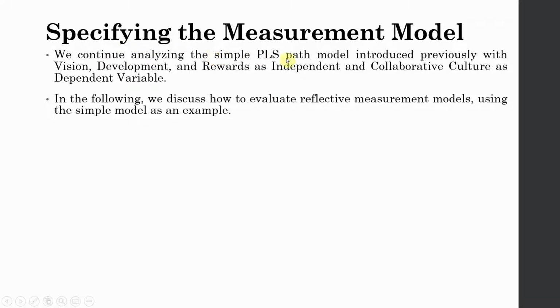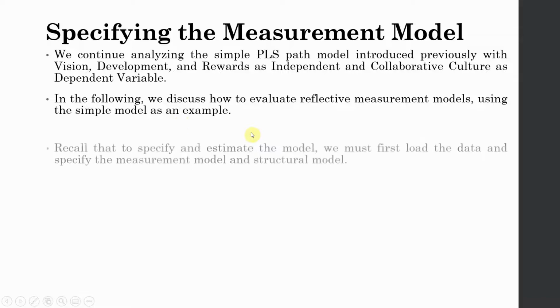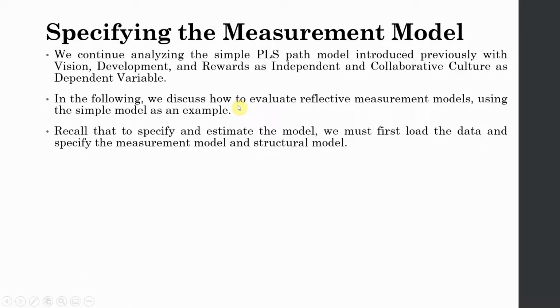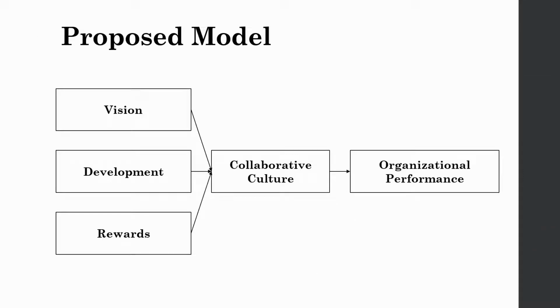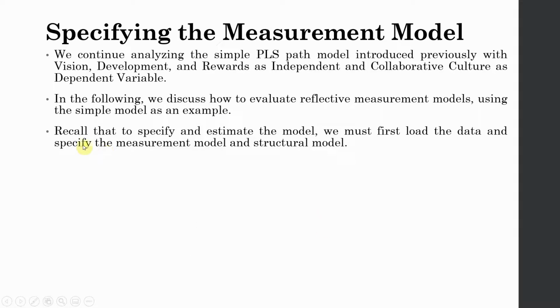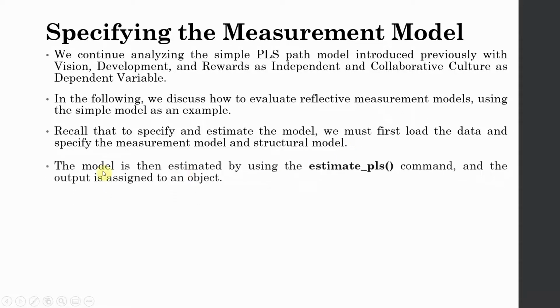We continue analyzing the simple PLS path model introduced previously with vision development and rewards as independent and collaborative culture as dependent variable. However, in this case, I've added one more variable, organizational performance. Now in the following, we discuss how to evaluate reflective measurement models using the simple model as example, and that model was described previously as this. This is the model we are going to evaluate as part of this series of sessions on evaluating reflective measurement model. Recall that to specify and estimate the model, we must first load the data and specify the measurement model and structural model. The model is then estimated.